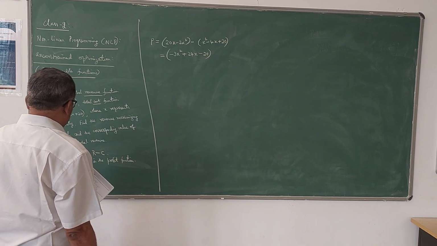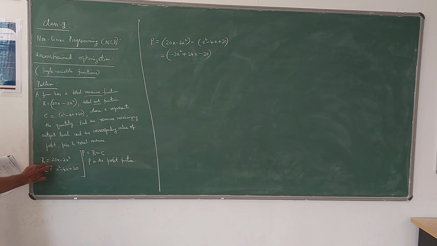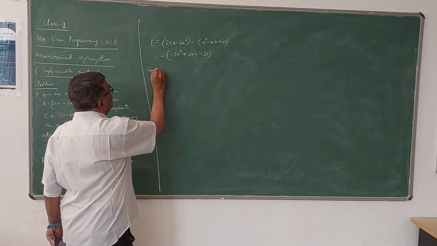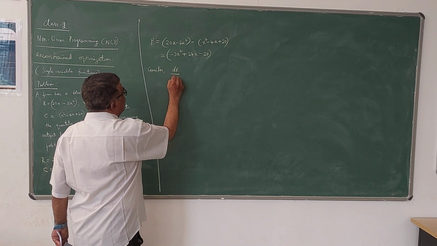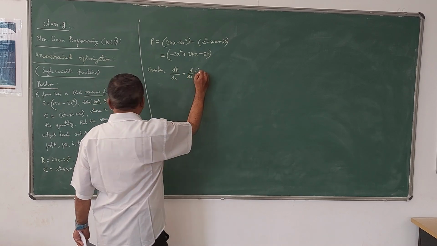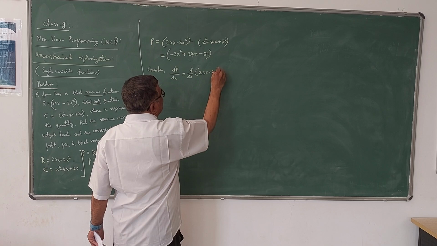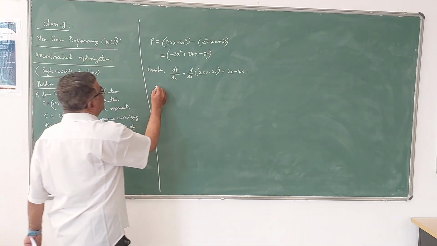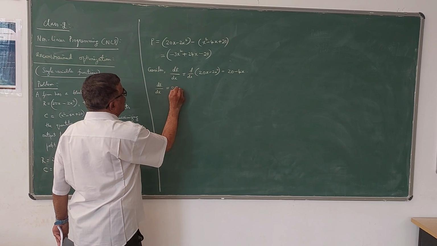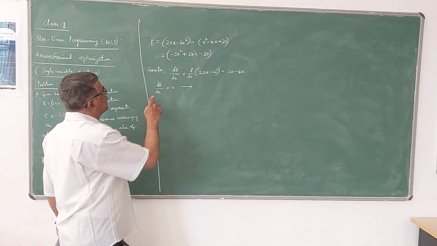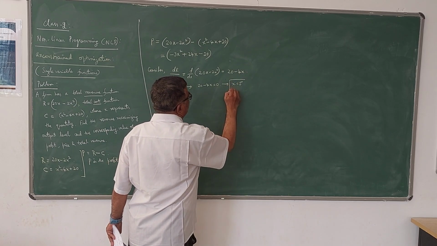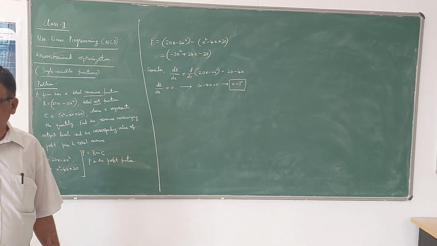let us see, before that, whether this revenue function, if you differentiate with respect to x and equate it to 0, what happens. So consider dR by dx, that is d by dx of 20x minus 2x square. If we equate it to 0, that is the first condition. First derivative should be 0. What happens? 20 minus 4x is equal to 0, or x is equal to 5. That means we can produce 5 products.